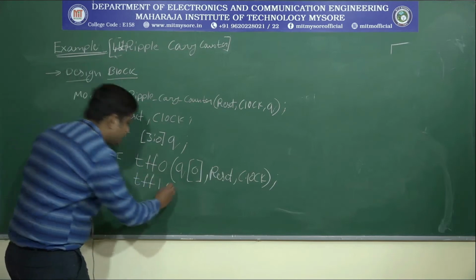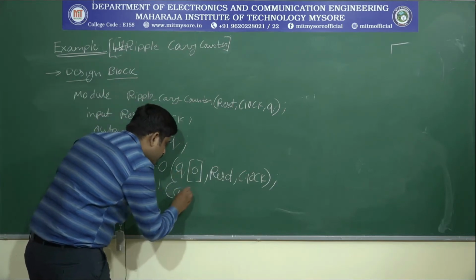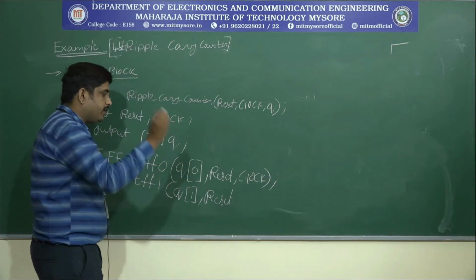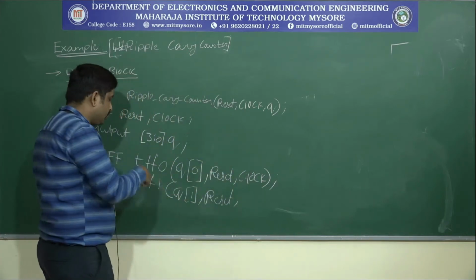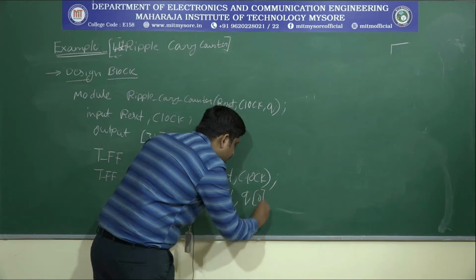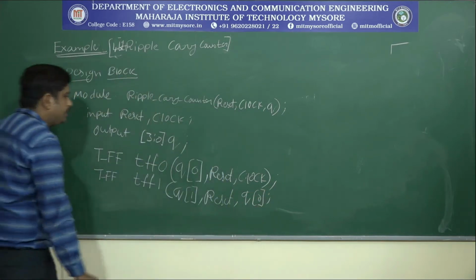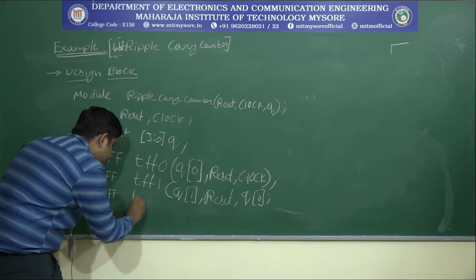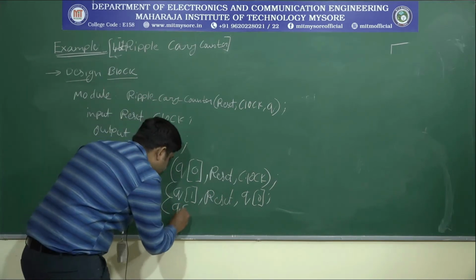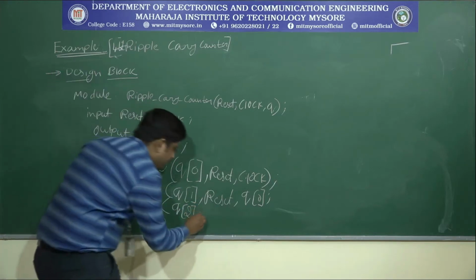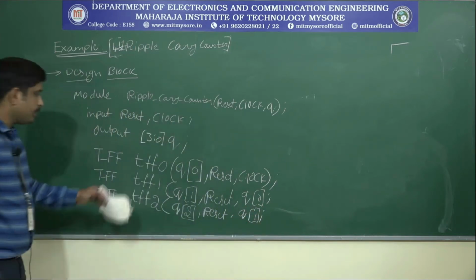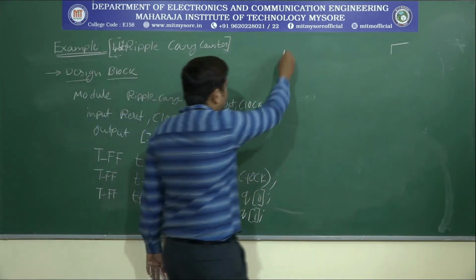Next we write the second instance, TFF1, which we already discussed in the block diagram. The output changes to Q of 1. For reset there is no change, because we apply reset simultaneously to all the flip-flops. We apply the clock for the first stage only, with respect to TFF0. For the second stage, Q of 0 acts as the clock. Next is the third one, TFF2, whose output is Q of 2, with no change for reset, and Q of 1 acts as the clock for TFF2.